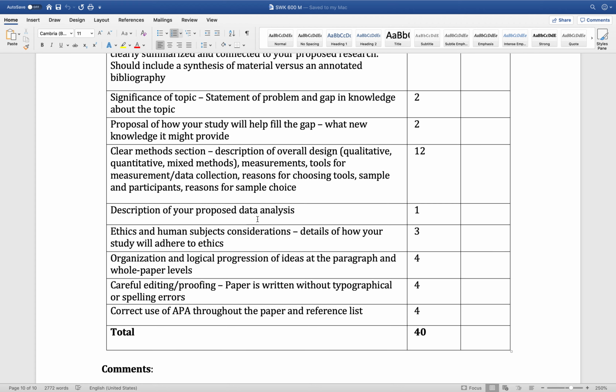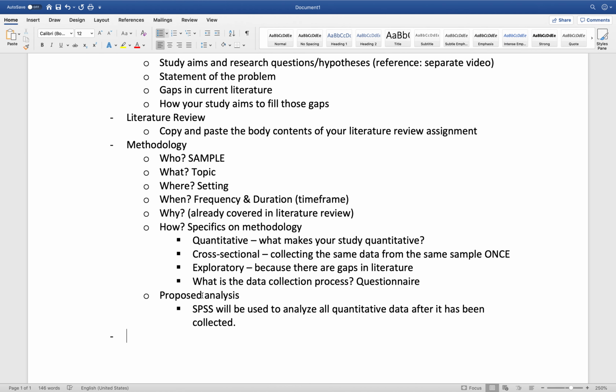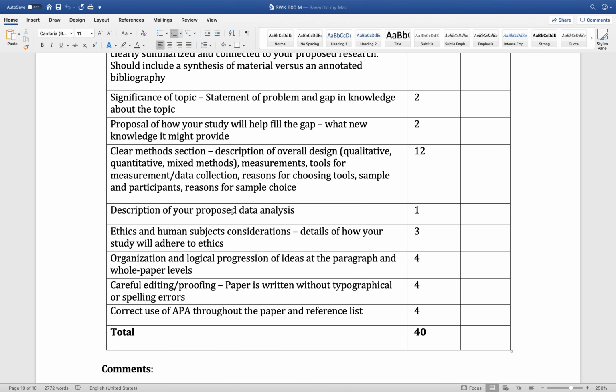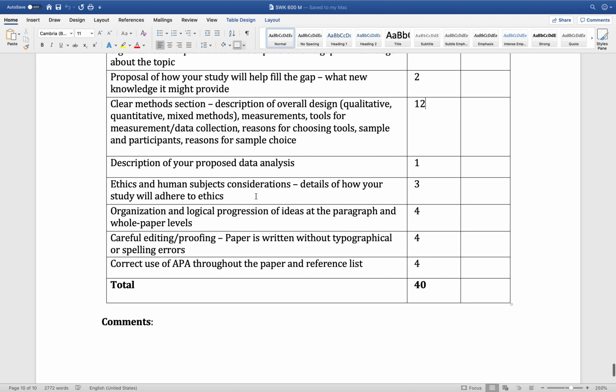The description of your proposed data analysis, which we just talked about in the methodology section, that is just 1 point. The reason why it's 1 point again is because you don't have the data, so you can't guesstimate as to what you're going to be doing with something that doesn't yet exist, which it will very, very soon. As you know, by February and March, you'll be done with data collection, so at that point you'll have that information. Next would be the human ethics and human subjects considerations.